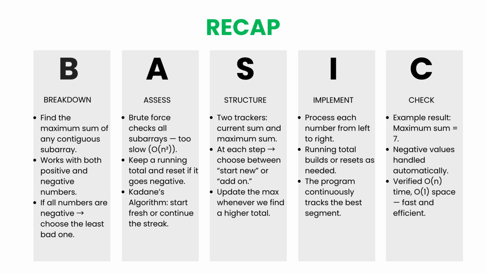Check recap. When we tested the sample array, the logic worked perfectly. The algorithm built up a sequence of positives, ignored harmful negatives, and landed on a maximum sum of 7. Even if all numbers were negative, it would still pick the least damaging one, consistent and efficient every time.